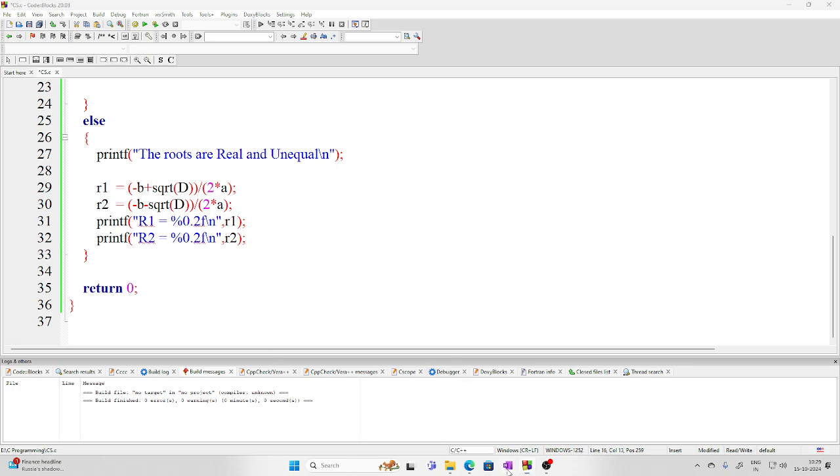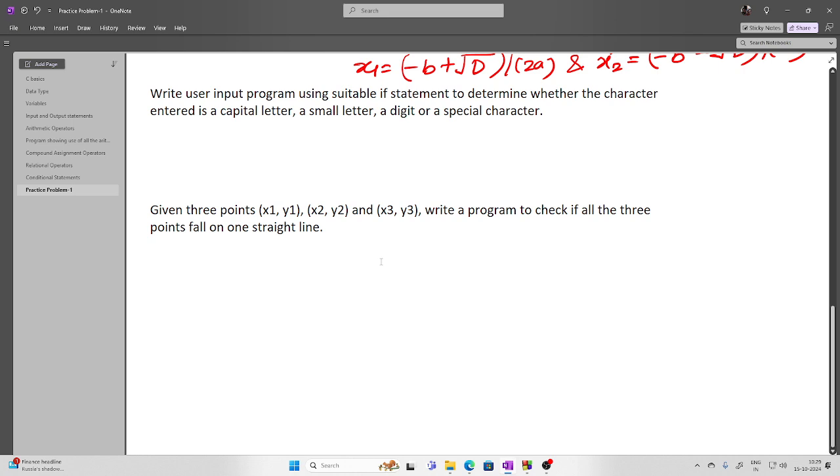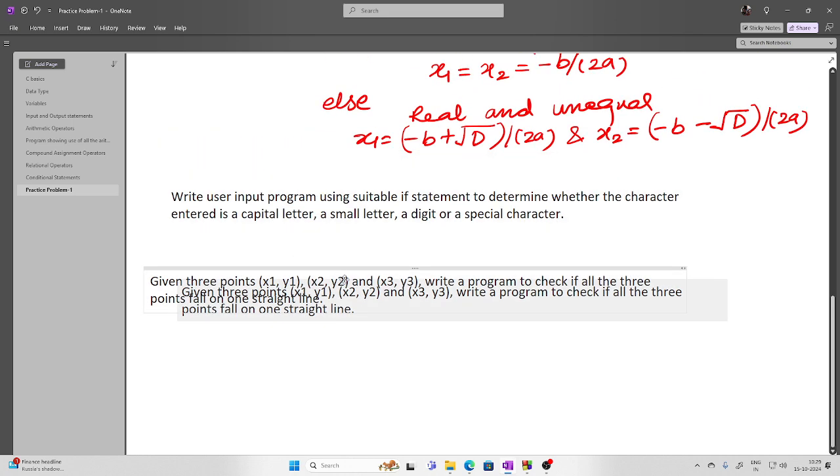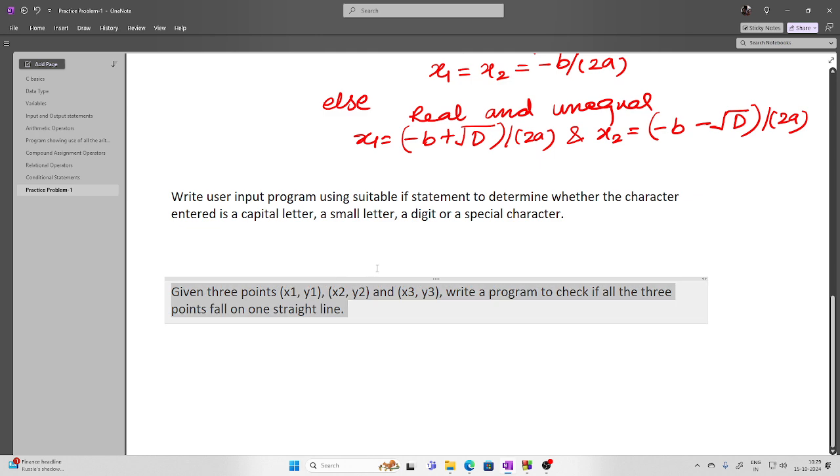Okay. So in this lecture, till this point only. In the next video what we'll be doing is using these conditional statements again to solve the remaining two programs.